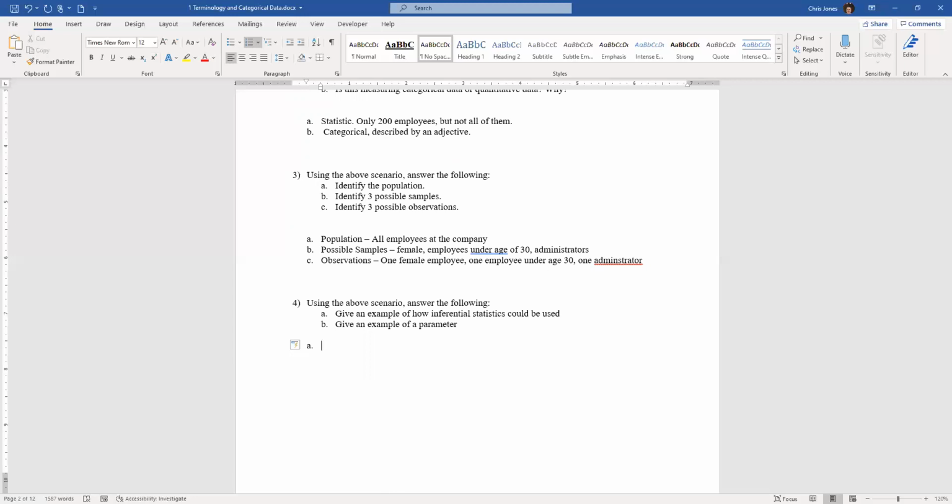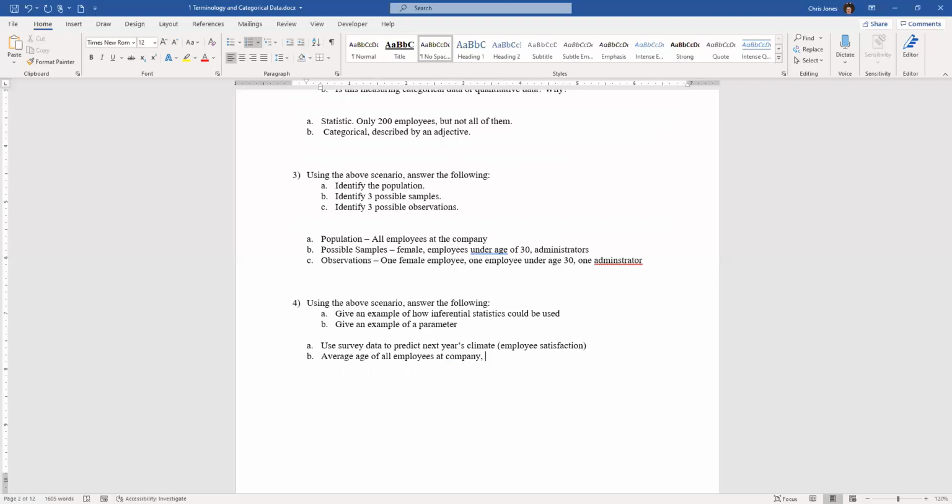So one possible scenario for inferential statistics, and yours might be different than mine, that's perfectly fine, might be that we use the survey data to predict next year's climate or employee satisfaction. When I say climate, I don't mean weather climate, I mean the climate within the business. And then an example of a parameter might be the average age of all employees at the company. Okay, that might be a parameter that we could use.